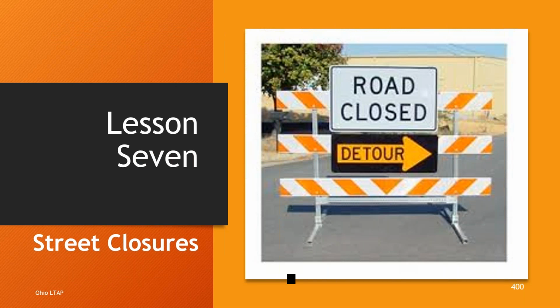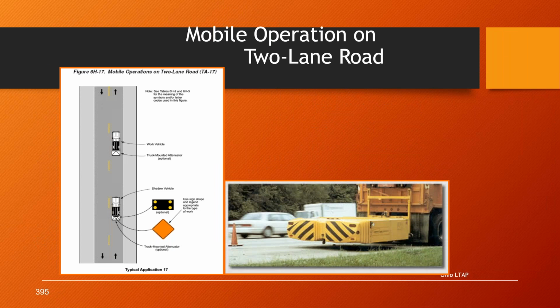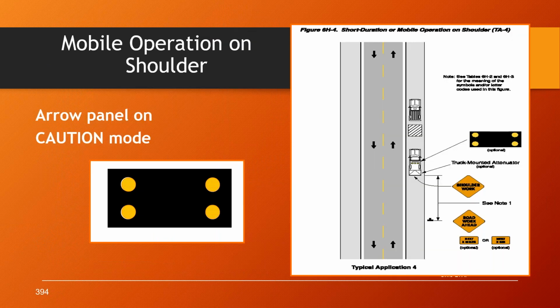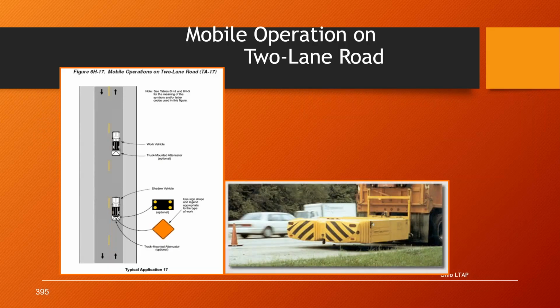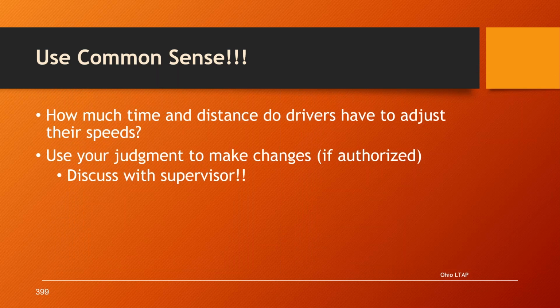So yeah, we went over all the mobile operation stuff in our last session. We went over all the different typical applications that dealt with mobile operations, whether you're on the shoulder, which is typical application number 4 or 6. And then on a 2-lane road, we use typical application 17, and multiple lane roads was typical application 35.